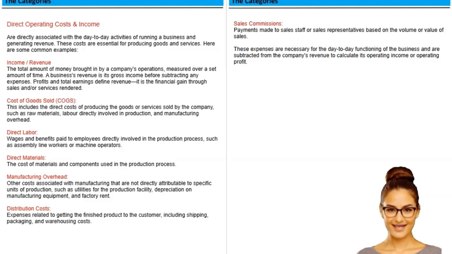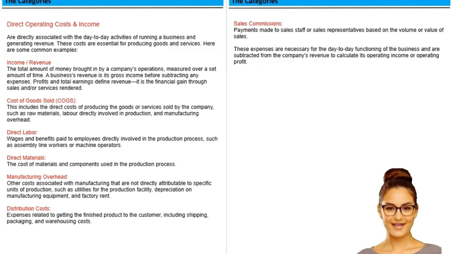A point to remember is, while revenue is the total earned from sales or other sources, income is the profit earned after accounting for all expenses. Understanding the difference between revenue versus income is crucial for making informed financial decisions, such as budgeting, investing, and pricing strategies. Next, we have cost of goods sold.